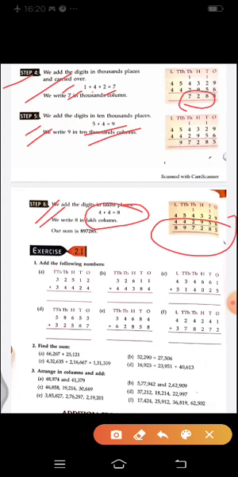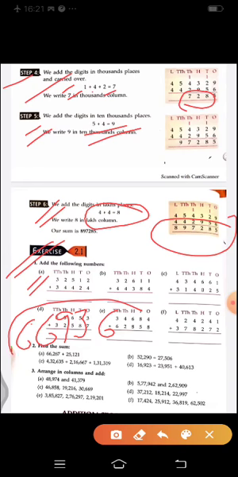Now you will solve the exercise. So, first, here we can see the first part. 2 plus 4 comes 6. 2 plus 1, 3. 5 plus 4, 9. 2 plus 4, 6. And 3 plus 3, 6. This will be our answer.